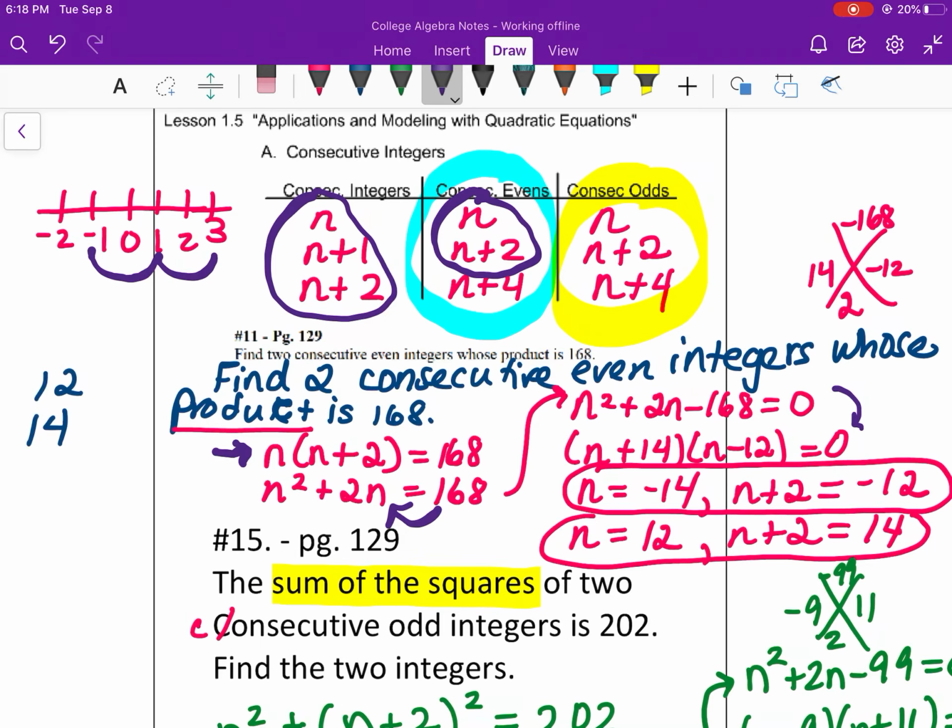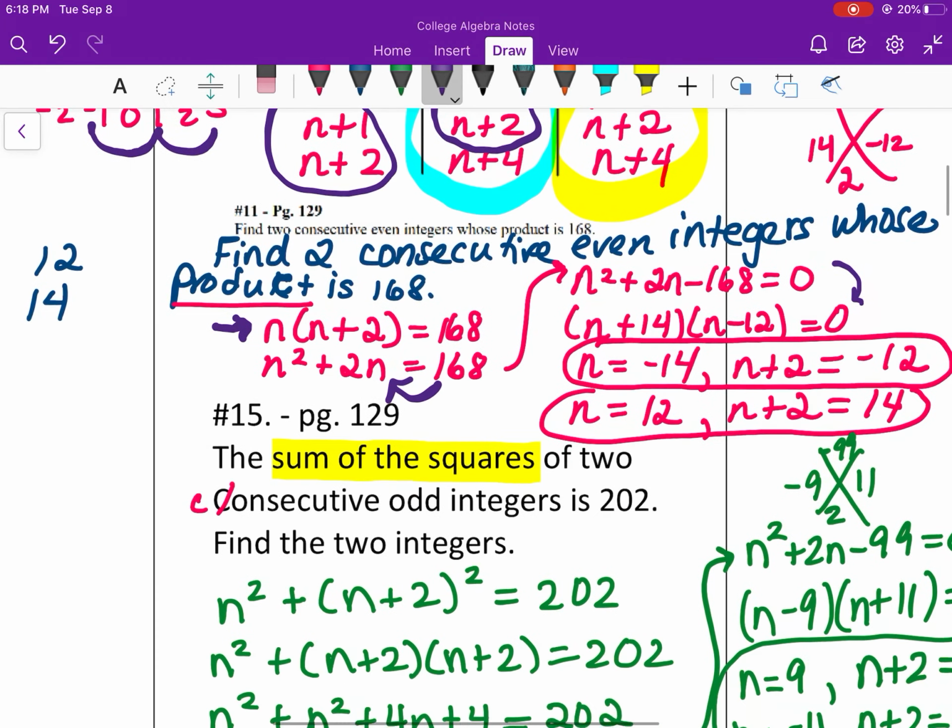You'll get -14 and 12 from the factoring, but if you add 2 to that and add 2 to this one, so if you add 2 to the -14 and 2 to the 12, you'll get -12 and 14. So -14 times -12 is 168, and then 12 times 14 is also 168.